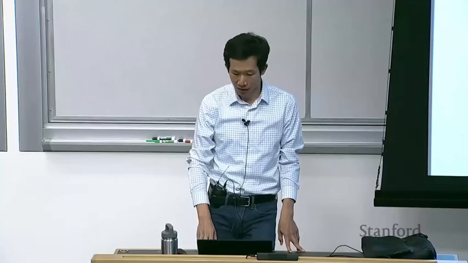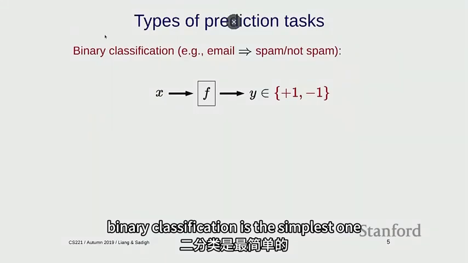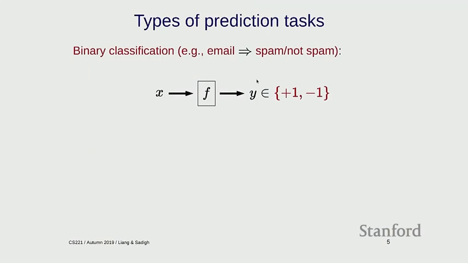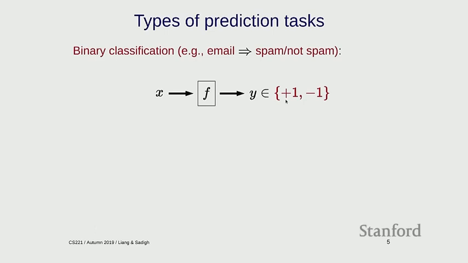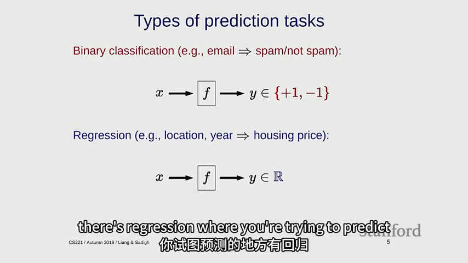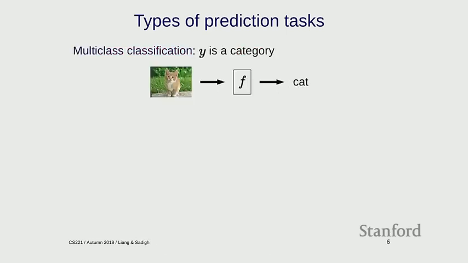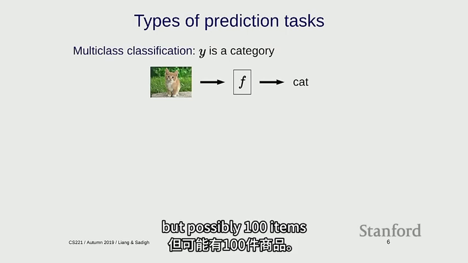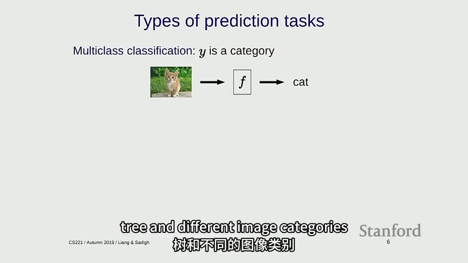In this case, it's going to take an email message and map it to whether the email message is spam or not. Okay, so there are many types of prediction problems. Binary classification is the simplest one, where the output is one of 2 possibilities, either yes or no. We're going to usually denote this as +1 or -1. Sometimes you also see 1 and 0. There's regression, where you're trying to predict a numerical value, for example, housing price. There's multi-class classification where Y is not just 2 items, but possibly 100 items, maybe cat, dog, truck, tree, and different kinds of image categories.